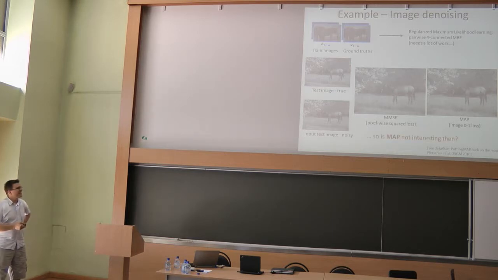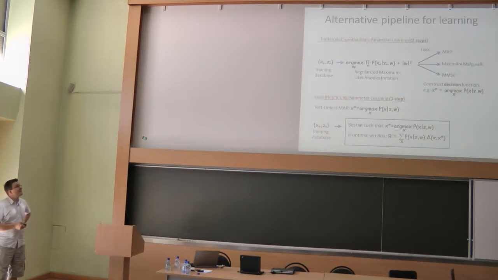Okay, good. So then you say, oh, MAP is then not interesting, because this is a much nicer solution. I should always do minimum mean squared error. But there is an alternative pipeline, which is quite interesting, which Christoph will also talk about in detail. The standard pipeline I just explained is a two-step procedure, but there is this alternative pipeline called loss minimizing parameter learning, and it's just a one-step procedure. Let's assume during test time we want to use MAP.